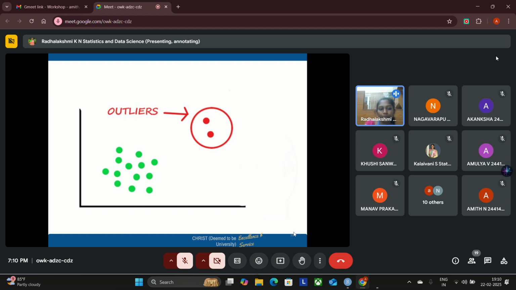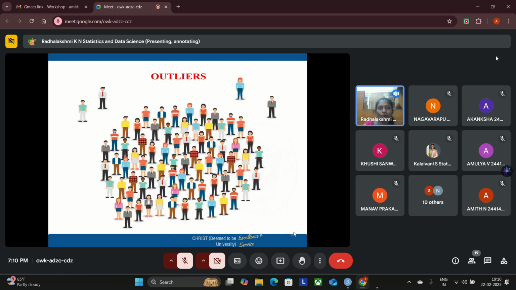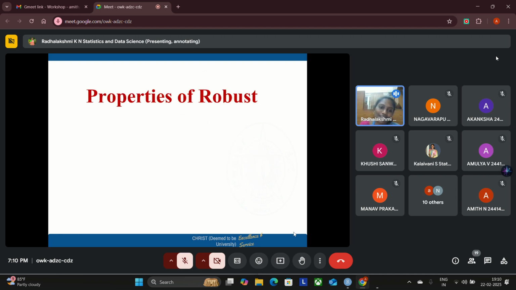The green points are nearby, the majority of the points are here. The red points are scattered somewhere else, so they are called outliers. Here the majority of the people are on this side, and only 4 of them are on that side. So in this picture also you can find what the outliers are. Next, properties of outliers.